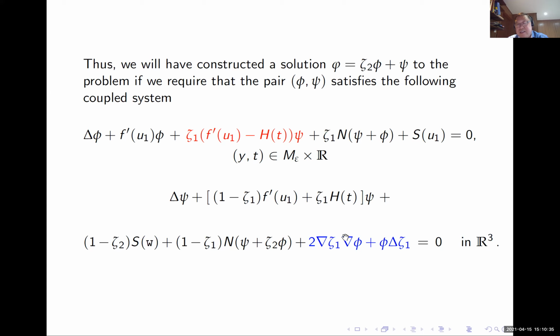I was going to say some cutoff function from the inner. Okay, I'm going to say the outer enters into the inner by this, and the inner enters into the outer by this. Okay, by the cutoff. So we're going to now have two problems. One is the inner problem, one is the outer problem.